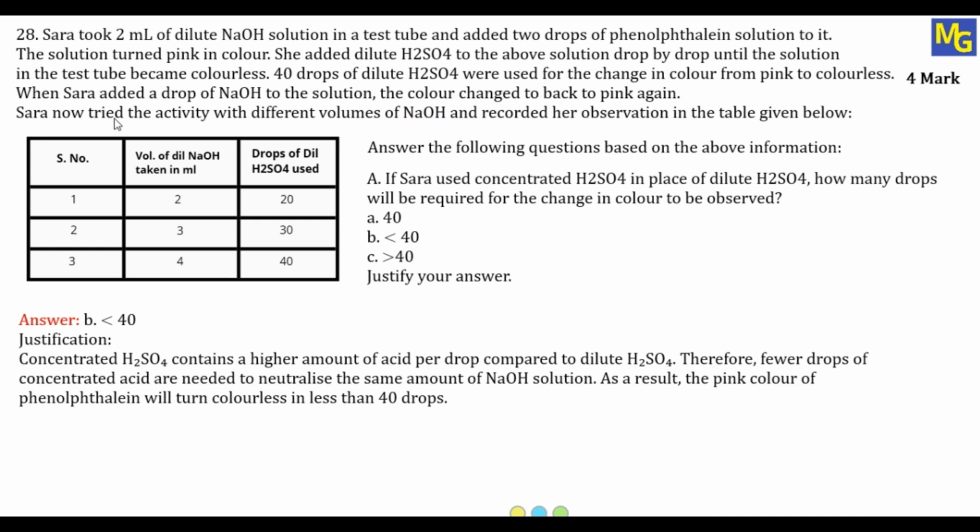Now she did the same activity by using different volumes of NaOH. In the statement she used 2 ml, but by changing this volume of NaOH she did the same activity, and whatever readings she got, she recorded in this table. You can see, first she took 2 ml and drops of H2SO4 required were 20. Then she took 3 ml NaOH, drops of H2SO4 used 30. She took 4 ml NaOH, drops of H2SO4 required 40. So remember, NaOH is in ml and H2SO4 is in drops. This you have to remember.